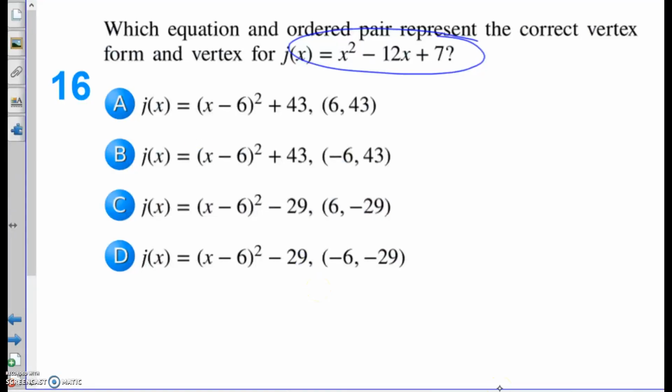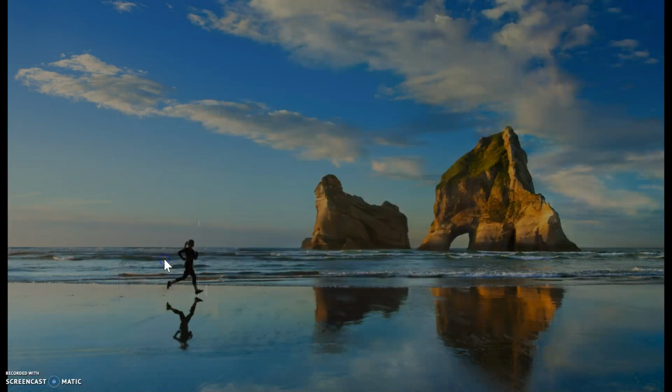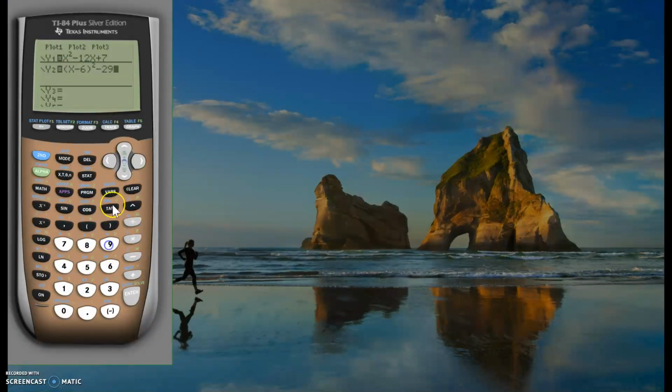So anything that doesn't have that vertex is not the answer. Right away, we're done. But the other thing is we can type in these, x minus 6 squared minus 29. So if I type that in also in y2, so parentheses, x minus 6 squared, and it was minus 29. What I'll notice on the graph is I'll only see one graph, but on the table you'll also see that the columns are exactly the same because it is the same equation, just expressed a different way.